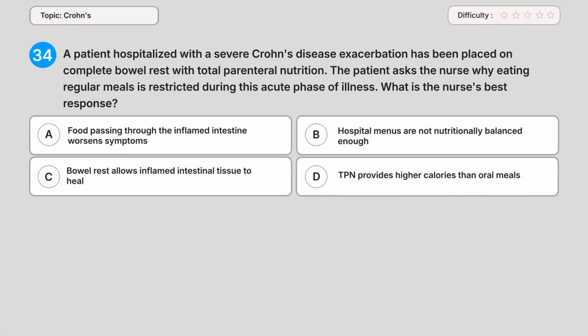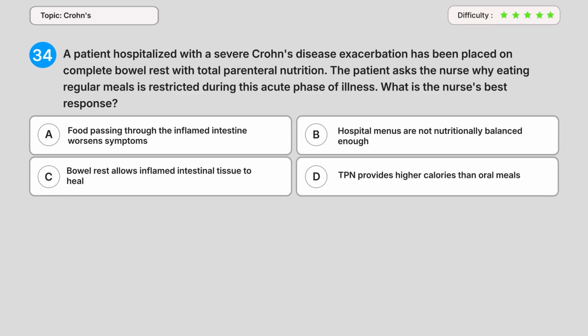Question 34. A patient hospitalized with a severe Crohn's disease exacerbation has been placed on complete bowel rest with total parenteral nutrition. The patient asks the nurse why eating regular meals is restricted during this acute phase of illness. What is the nurse's best response?